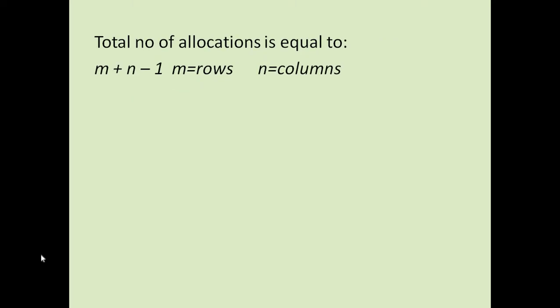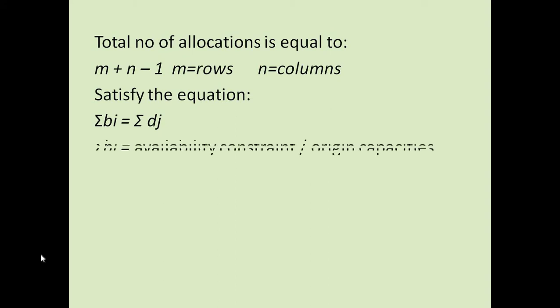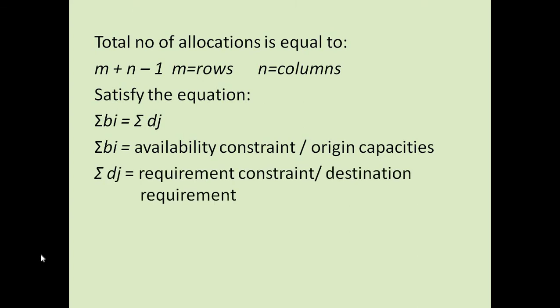Okay. Now the total number of allocations is equal to m plus n minus 1, where m represents your number of rows and n represents the number of columns. The column values and the row values. So to satisfy the equation, you have to make sure that your availability constraint equals your requirement constraint, and technically it's called the origin capacities and the destination requirement. So the availability constraint is your employees and the destination requirement is from the client side.